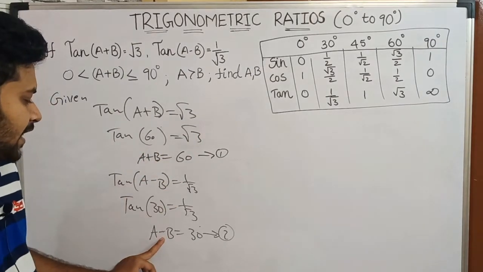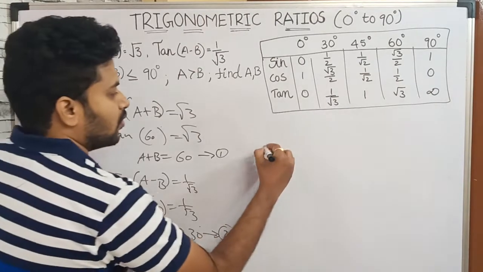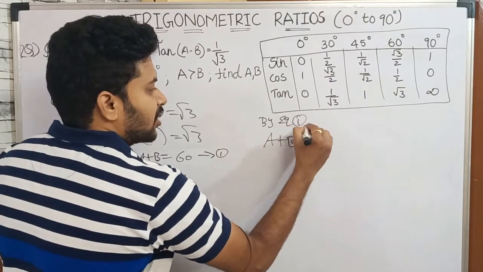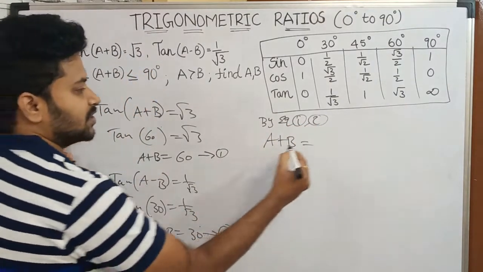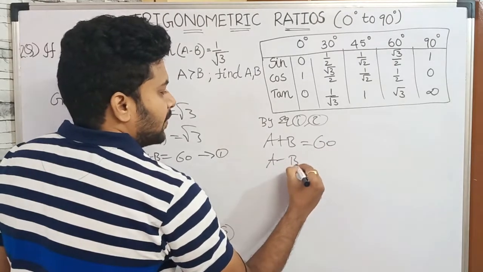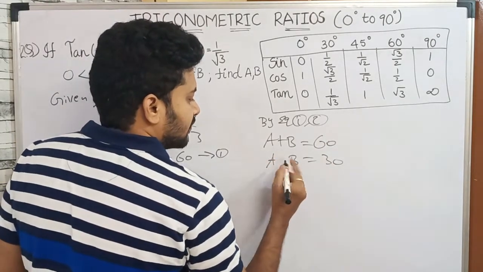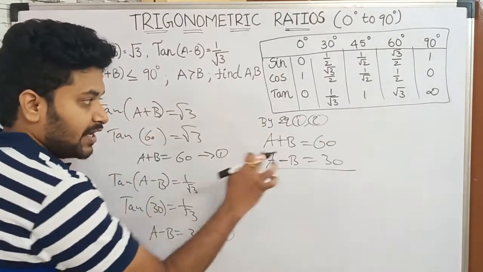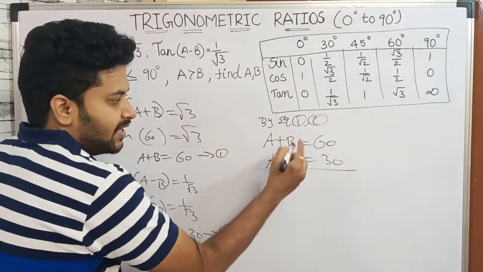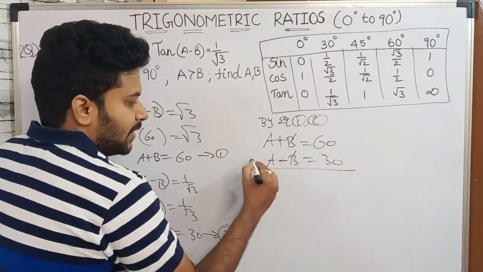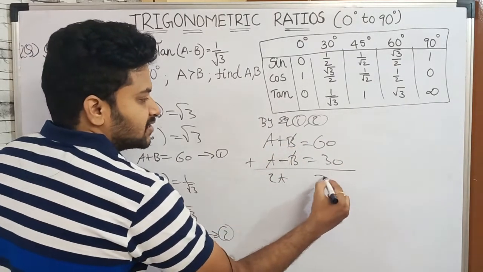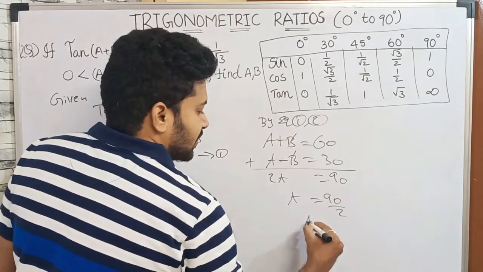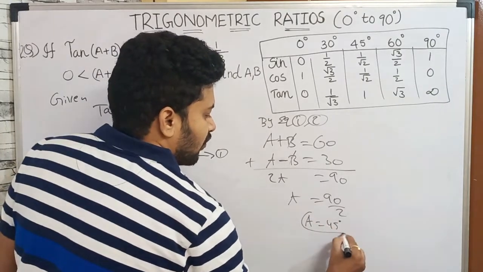Equation 1, a plus b is equal to 60. Equation 2, a minus b is equal to 30. Add these two equations. Why? Because here the b plus and minus cancel. So a plus a is 2a, and 60 plus 30 is 90. A is equal to 90 by 2, that is half of 90, which is 45 degree.